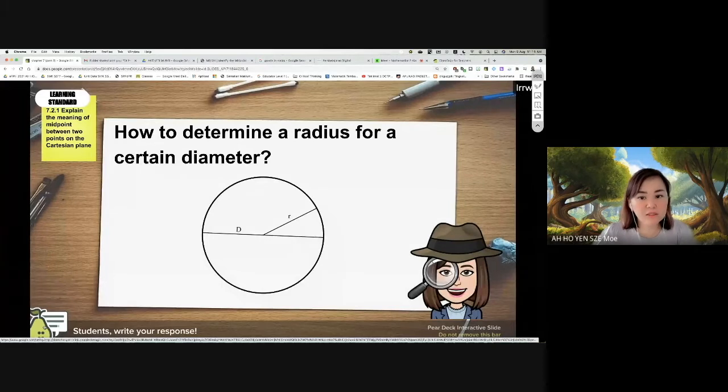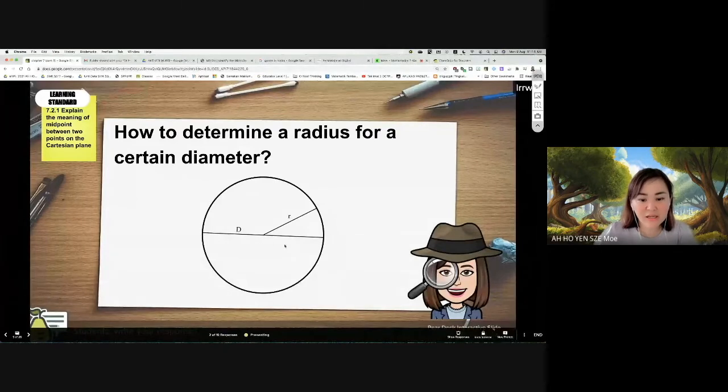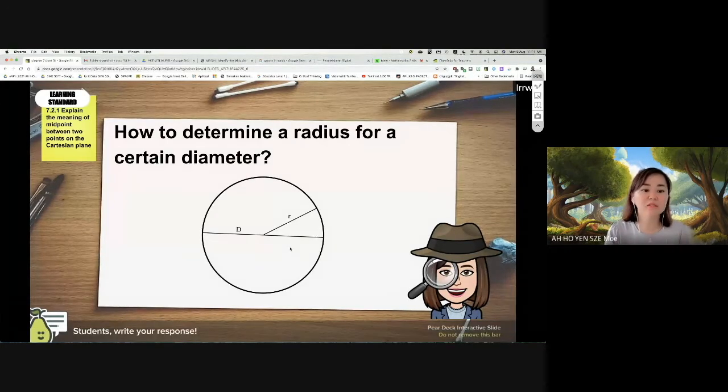Okay, how to determine a radius for a certain diameter. You have learned circles already, right? Sudah belajar bulatan. Okay, so how to determine a radius for a certain diameter. Please respond to my slide. Anything that you can remember? From the diagram, you can see what is the diameter and what is the radius. This is the diameter and this is the radius, right? This can be the radius also, right? So how to determine the radius for a certain diameter? If you are given the diameter, how do you determine the radius?